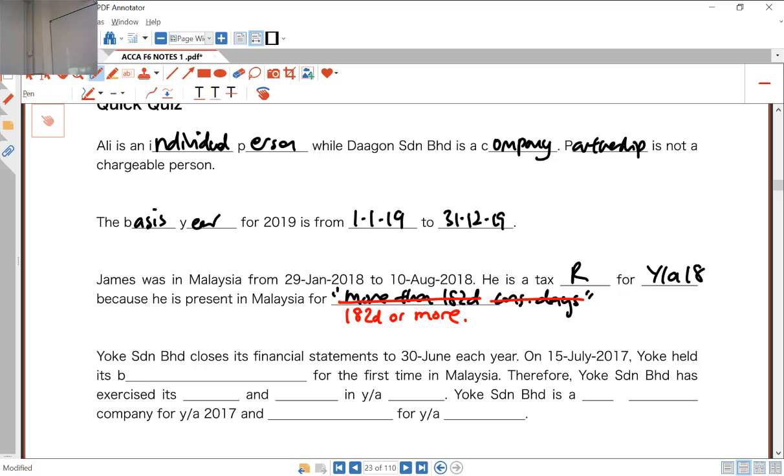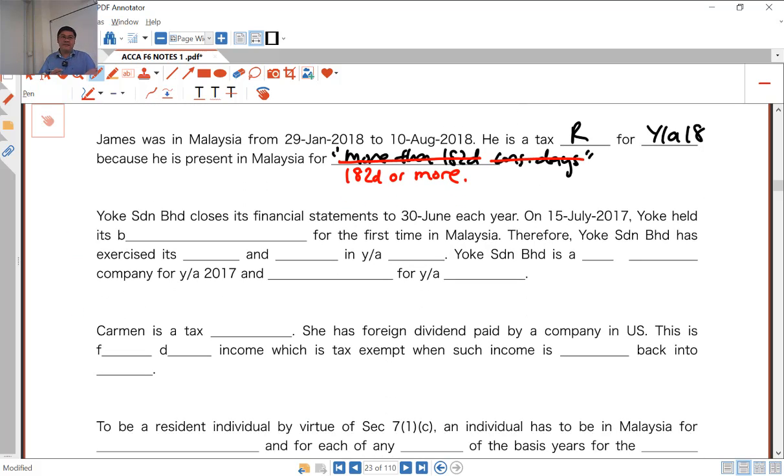Now, York closes its financial statements on 30th June each year. So on 15 July 2017, York held its board of director meeting for the first time in Malaysia. Therefore, York has exercised now. So we know this is about the resident status. So that B must be a board of director meeting. For the first time, therefore, York has exercised what? The word is management and control. Very good, excellent. Thank you.